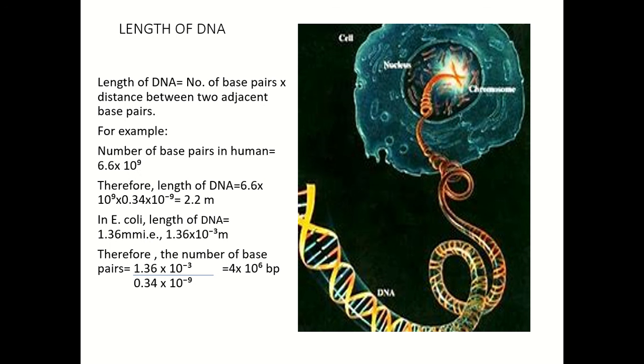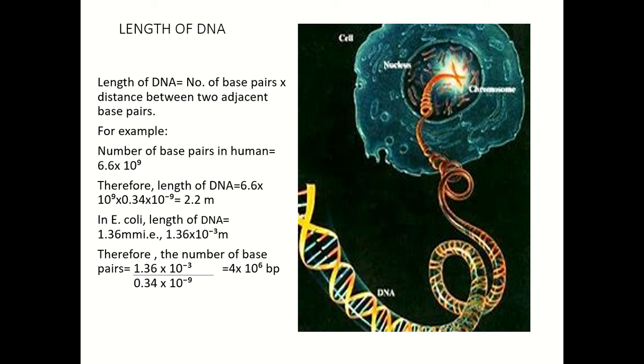Now, length of DNA. Length of DNA equals the number of base pairs multiplied by the distance between two adjacent base pairs. For example, the number of base pairs in humans is about 6.6 into 10 raised to the power 9, and therefore the length of DNA equals 6.6 multiplied by 10 raised to the power 9 multiplied by 0.34 into 10 raised to the power minus 9. It gives about 2.2 meter length.